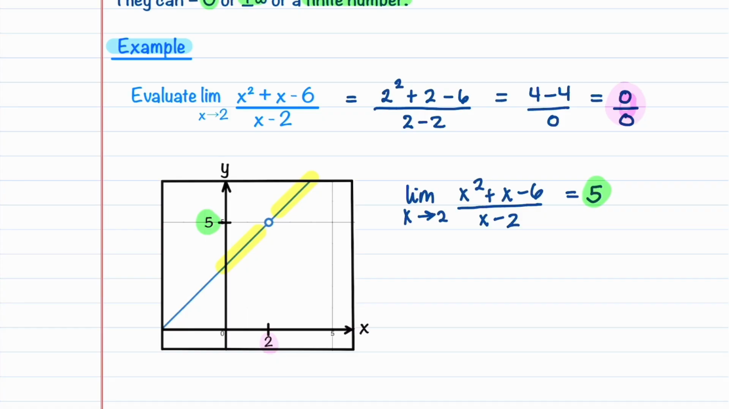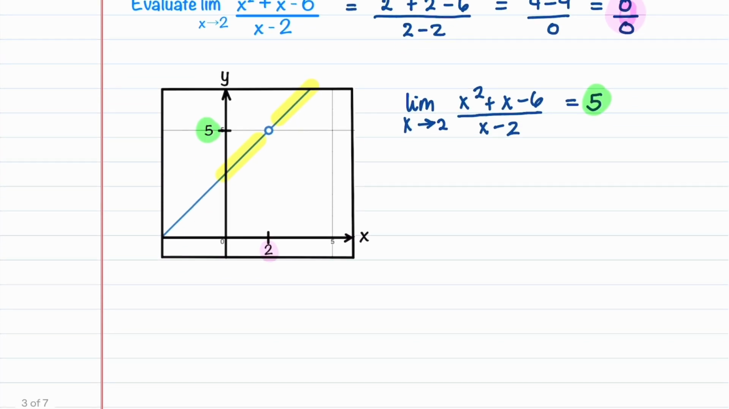Notice that there is an open circle at x equals 2 because the function is not defined there. It was really nice to see the graph of this function to understand what an indeterminate form looks like graphically. But in practice, it's really nice to be able to evaluate this type of limit algebraically. Let's go ahead and do that.